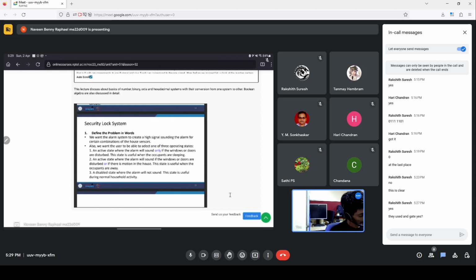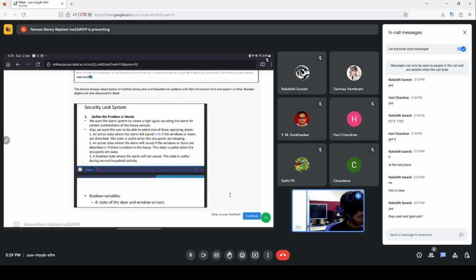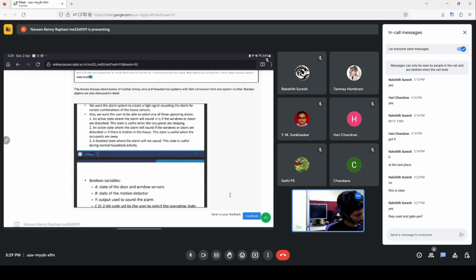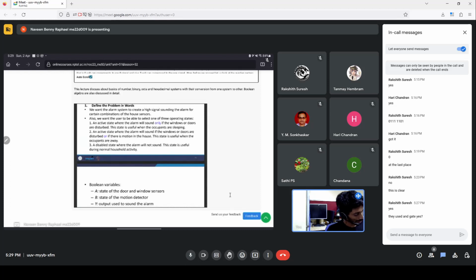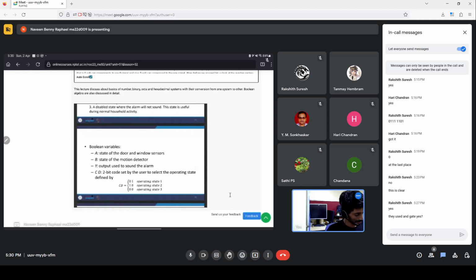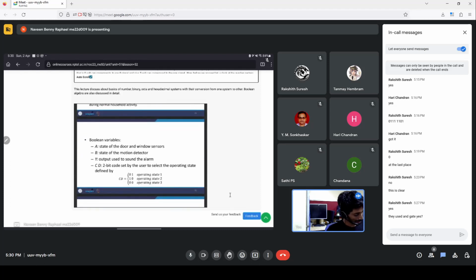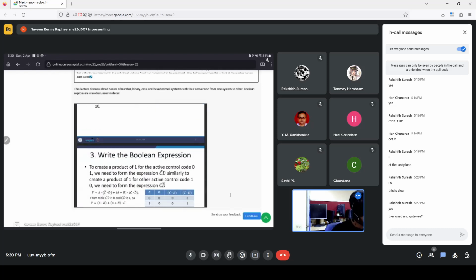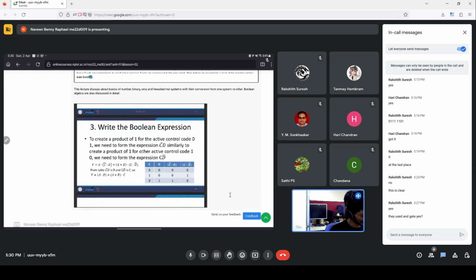So the first step is naturally to define all the Boolean variables. The question says when active states happen and when it should be disabled and things like that, and they have properly defined it here. And then, given these variables, we can define a truth table in this format.